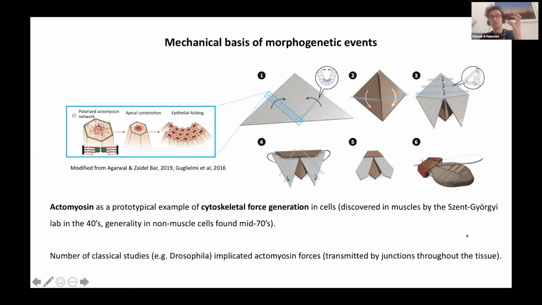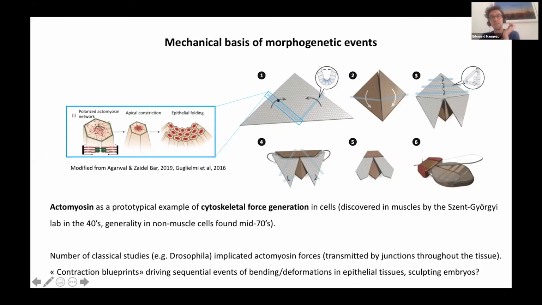subcellularly generated actomyosin forces that are transmitted by junctions throughout the tissue, and then drive sequential events of bending and deformations in epithelial sheets to end up sculpting the embryo. And in this kind of picture, you can see the embryo patterning as providing some type of blueprint for forces that are then the effectors of making this type of origami. I really like this picture from a recent 2016 review.